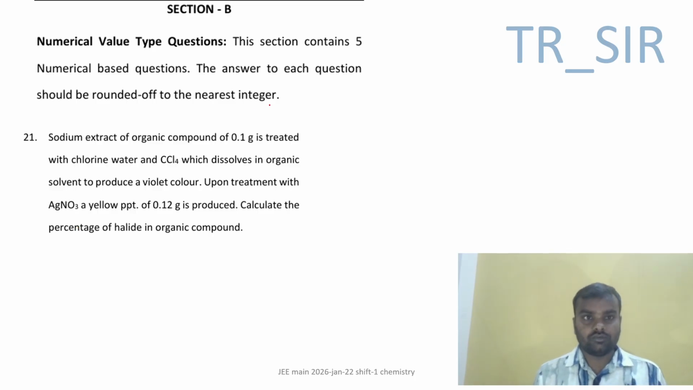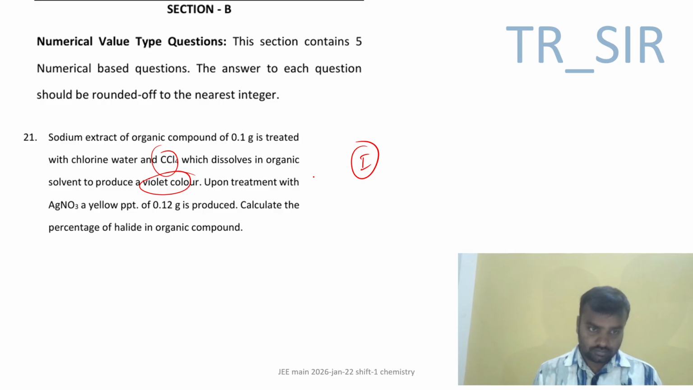Now, question 21, numerical type. Sodium extract of organic compound, 0.1 gram, is treated with chlorine water and CCl4, which dissolves in the organic solvent to produce a violet color. See, violet color is given, so iodine will be there. So upon treating with AgNO3, a yellow precipitate will form.